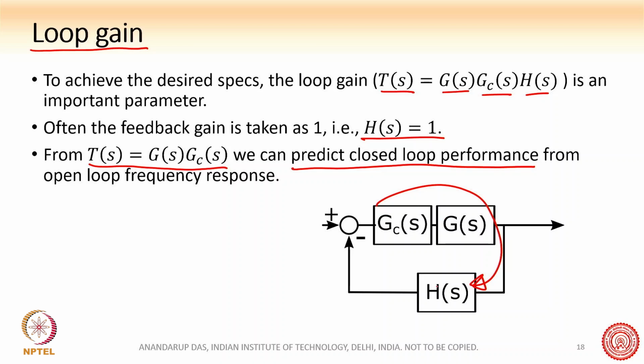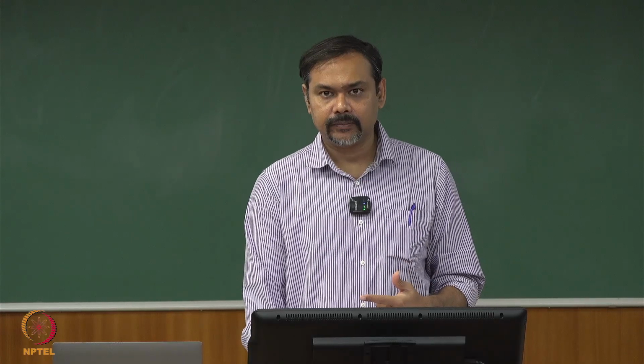If H(s) equal to 1, then we are just multiplying T(s) equal to G(s) into Gc(s), and we are going to plot only this T(s) equal to G(s) into Gc(s). By observing that plot, which is basically the open loop frequency response, we will be able to predict the closed loop performance.